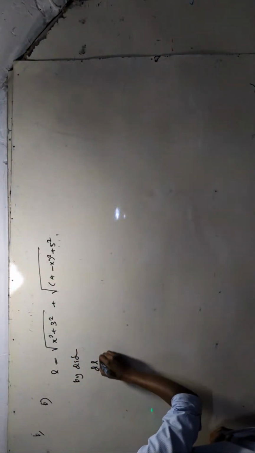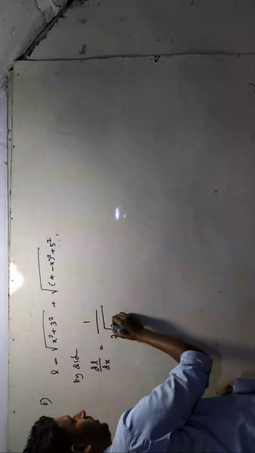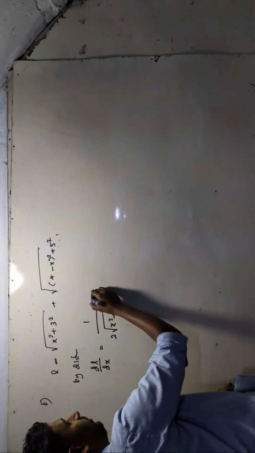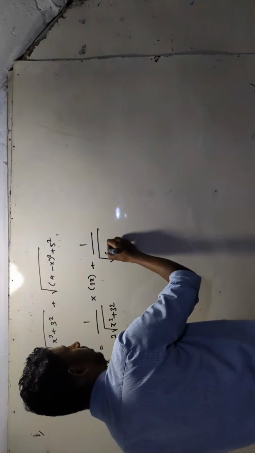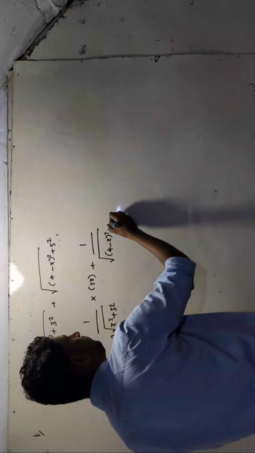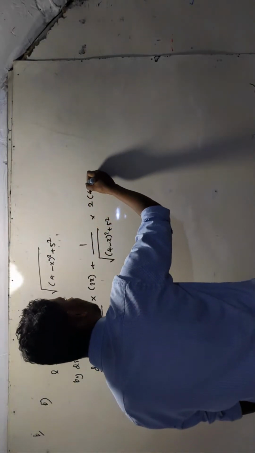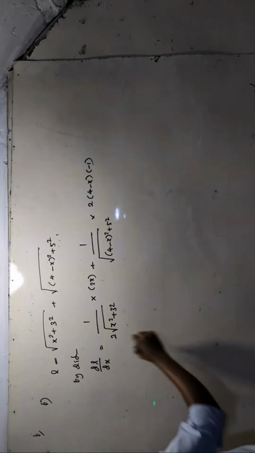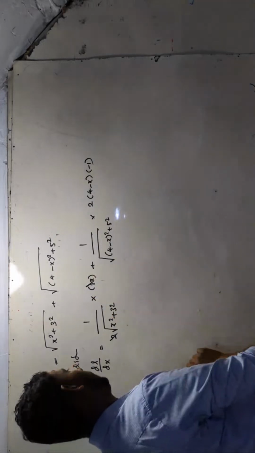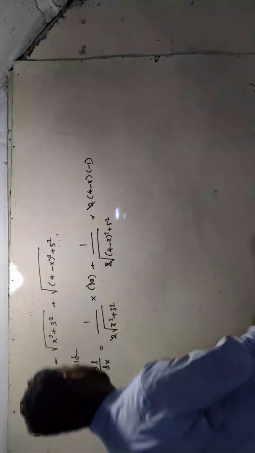So dl over dx. Here, 1 over 2 into root of x squared plus 3 squared, and here it will be 2x. Right. So plus 1 over root of (4 minus x) squared plus 5 squared. But then again you need to differentiate this one, so it will be 2 into (4 minus x) and minus 1. So just like that we can do the differentiation part. Right. So 2 and 2 will cancel out. Here again there's a 2, so 2 and 2 will cancel out.